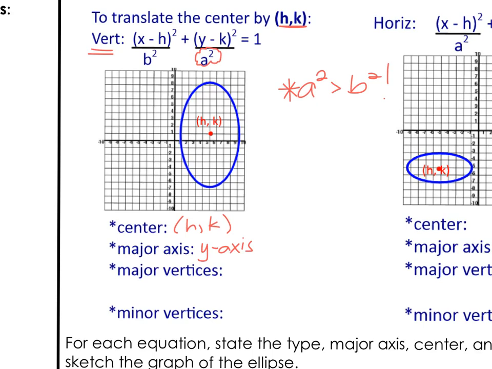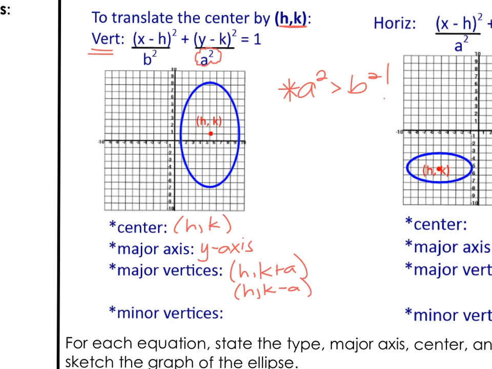Now, if it's vertical, we're going to move the center up and down. Watch how I write my major vertices. We're going to keep H the same, and then we'll add A to move it up from the center, and we'll subtract A to move it down. And that will give you your major vertices.